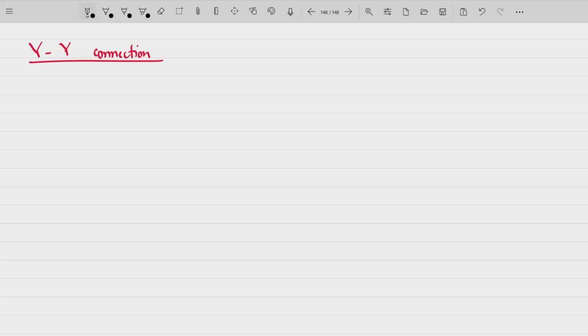We have to discuss four different types of connections, and once we study these four connections, that will complete our course. So these four different connections are star star, star delta, delta delta, and delta star. So first of all, we are starting with the star star connection.